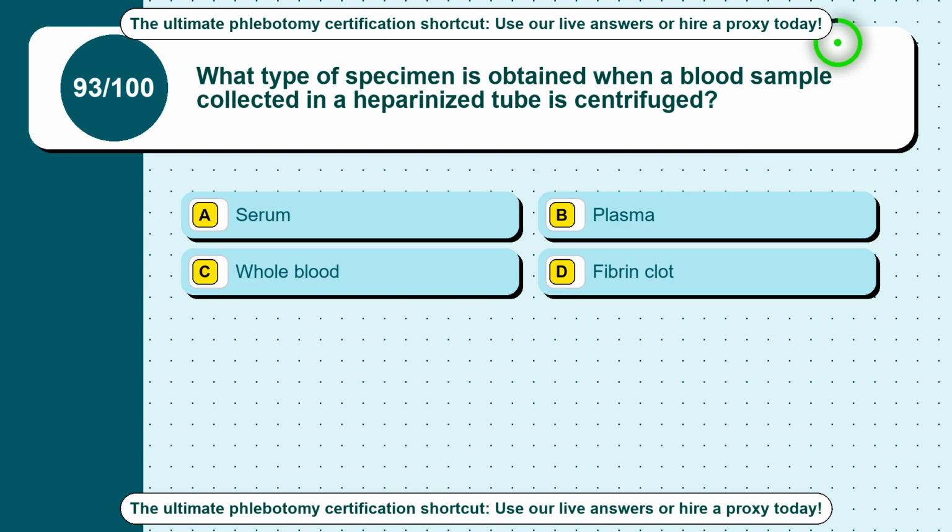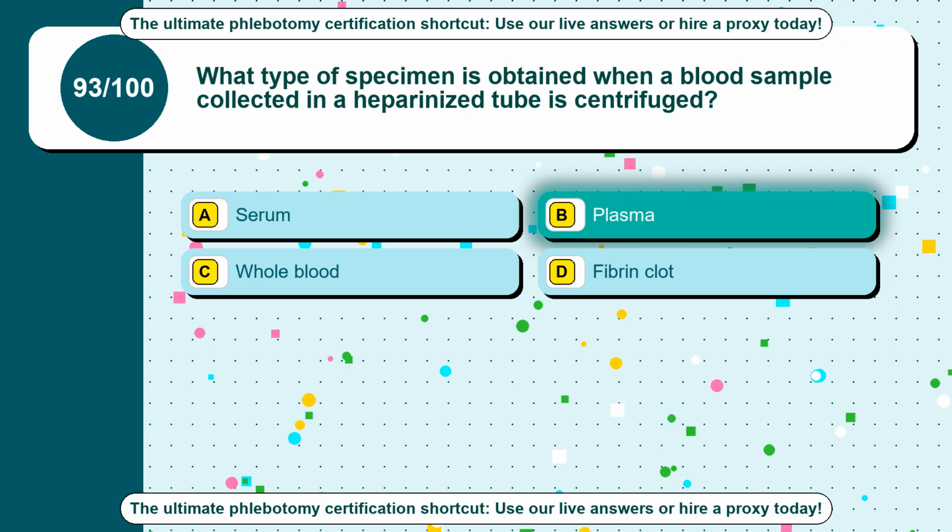Question 93. What type of specimen is obtained when a blood sample collected in a heparinized tube is centrifuged? Option A, serum. Option B, plasma. Option C, whole blood. Option D, fibrin clot. The correct answer is option B, plasma.